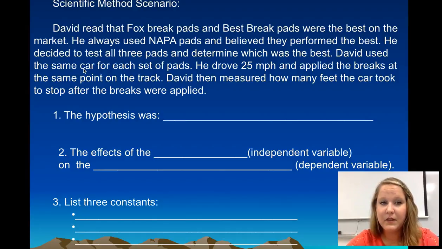So again, let's look at that one more time. His hypothesis is that the Napa pads will perform the best. So if he uses the Napa pads on his car, he will stop sooner on the track, which he can then measure in feet. So he's measuring the effect of the Napa pads on the stopping point of his car, which he can measure in feet. So he can measure how fast the car is stopping. Now his 3 constants are: he's using the same car, the car is traveling at the same speed, and he's stopping at the same point on the track. So he's applying his brakes at the same point.